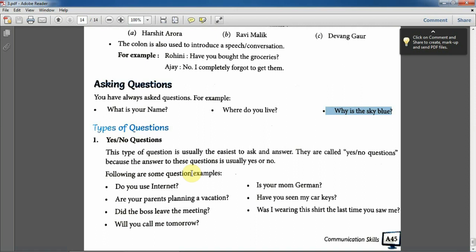Either their answer will be yes or it will be no. Do you use the internet? It will be yes or no. Are your parents planning a vacation? Yes or no. Did the boss leave the meeting? It will be yes or no. So these types of questions are yes-no questions.